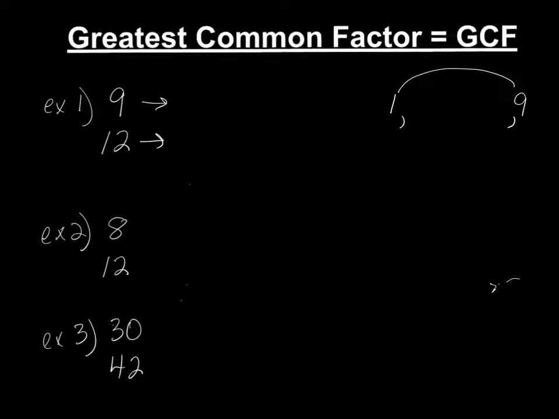What other numbers do I multiply? 2 does not go into 9 evenly. 3, however, does, and I multiply 3 by 3 to get 9. So the only factors that I have of 9 are 1, 3, and 9.